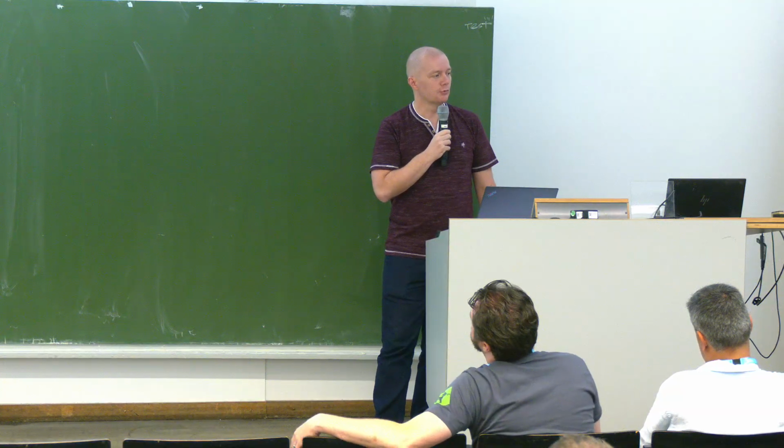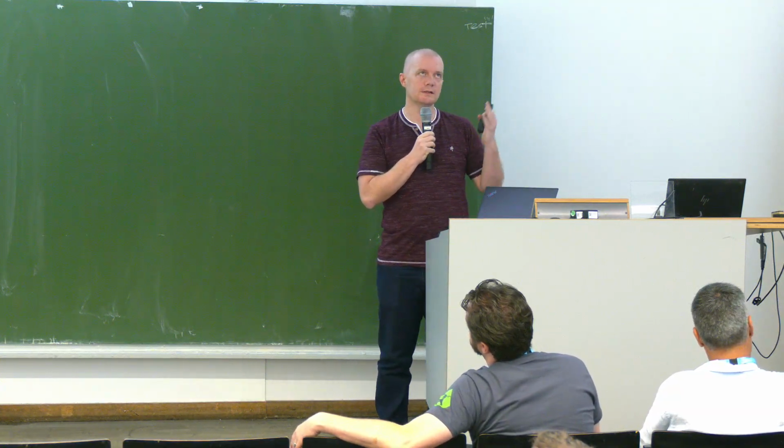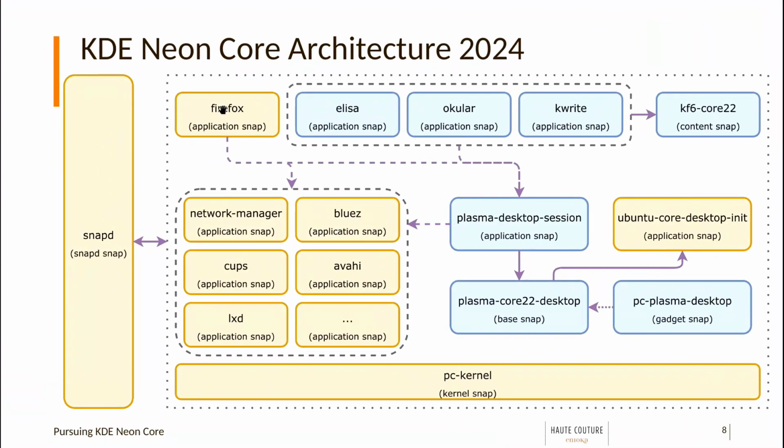Which leads us to where we were last year. When I presented last year, that's pretty much the architecture we had. I'm a bit too short to point to blocks, so I hope you will be able to follow along. Basically, we covered as part of the project a few applications, all of those using what they call a content snap to have the KDE Frameworks runtime.